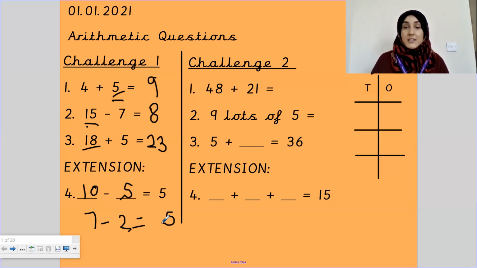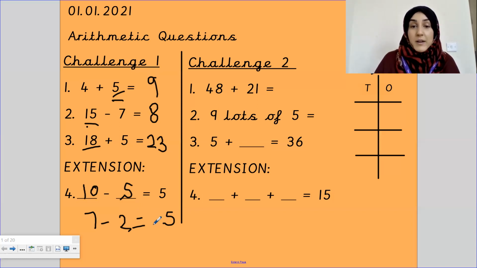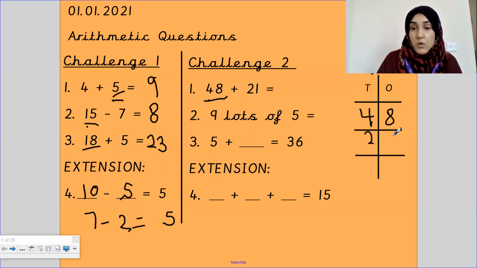Okie dokie, Morris class. Let's move on to challenge 2, question number 1. So we've got 48 add 21. I'm going to use my column addition. I'm going to do 48 add 21. So I know that 8 add 1 equals 9. 4 add 2 equals 6. Well done. So 48 add 21 equals 69.